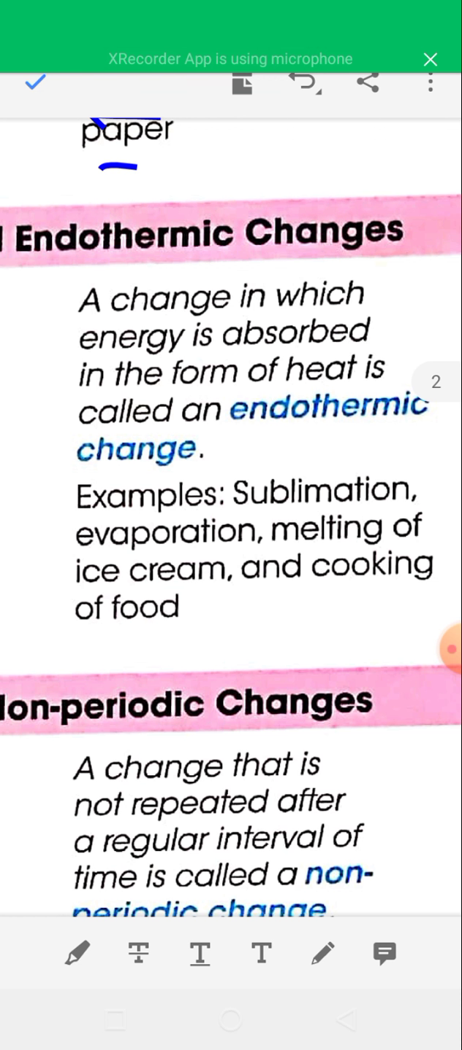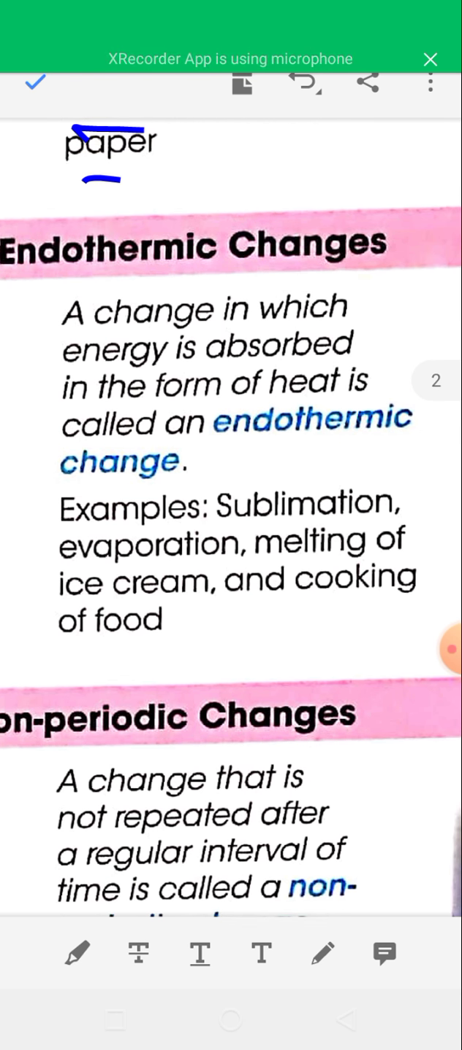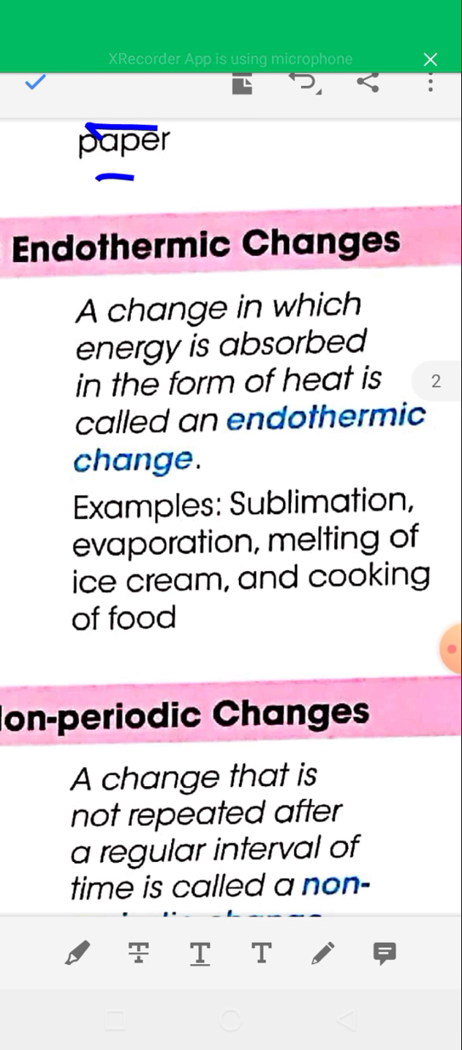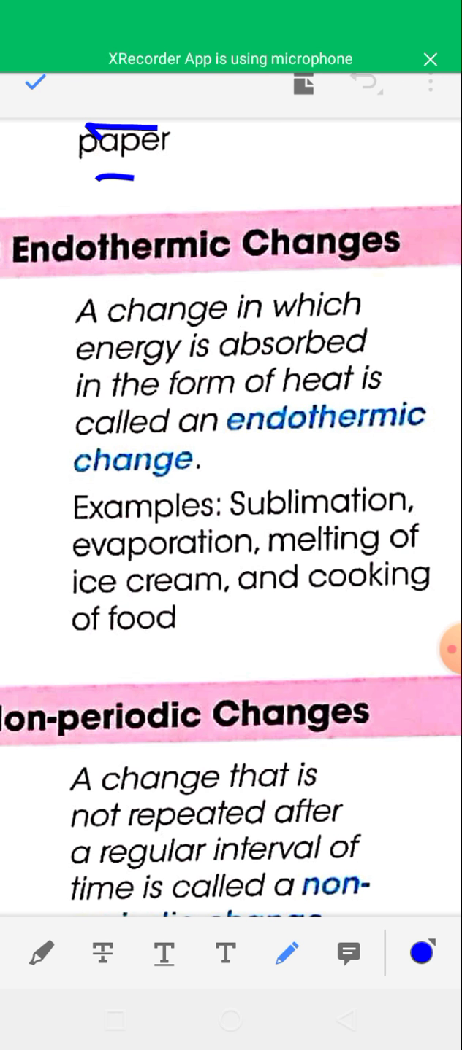Endothermic means energy is absorbed. A change in which energy is absorbed in the form of heat is called an endothermic change. For example, cooking of food is an endothermic change. Melting of ice cream is an example of endothermic change. Sublimation, evaporation, all these processes are endothermic changes.